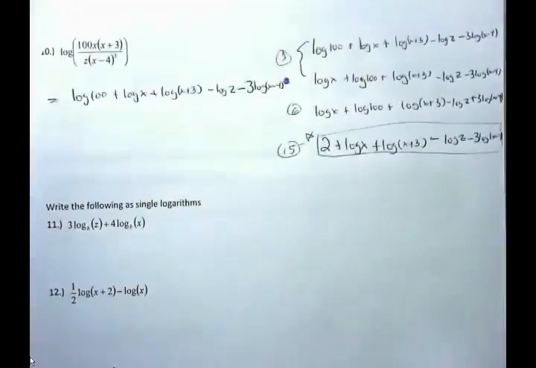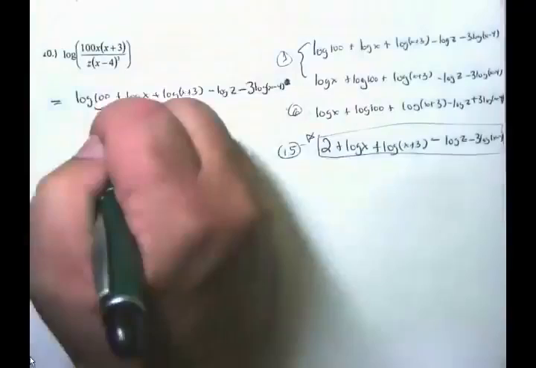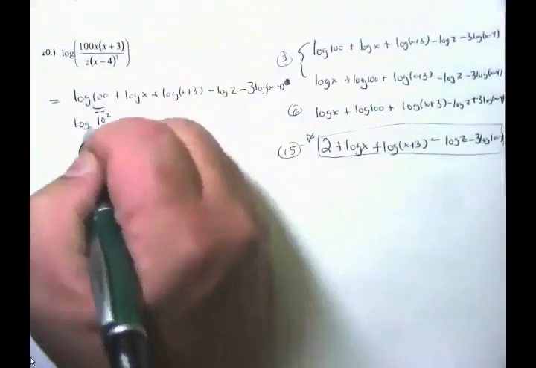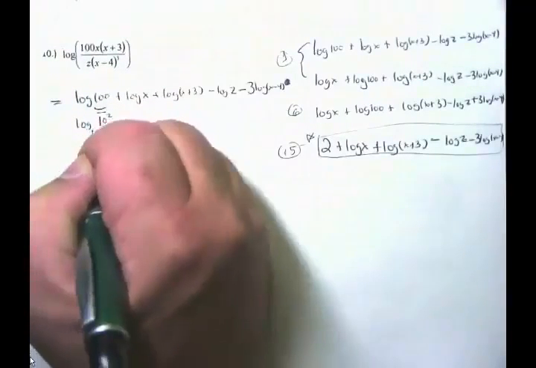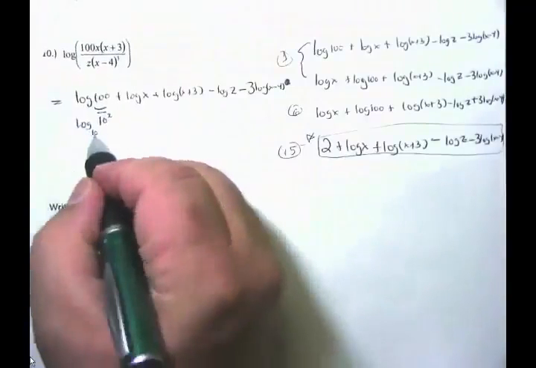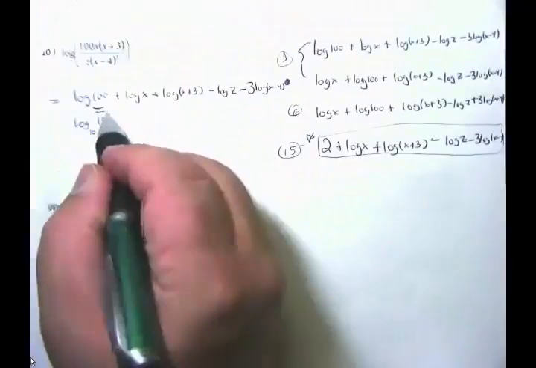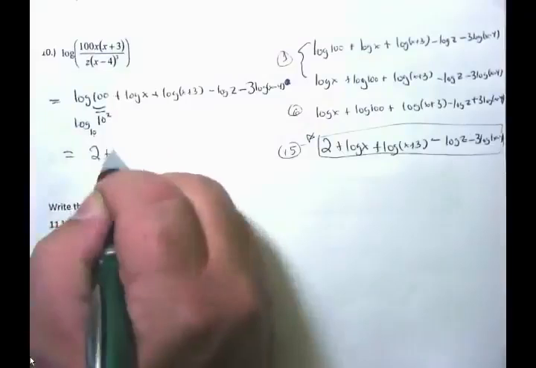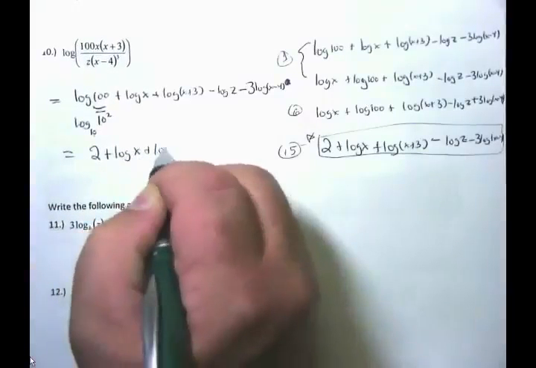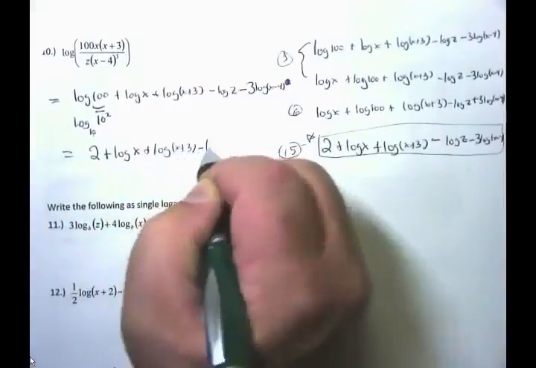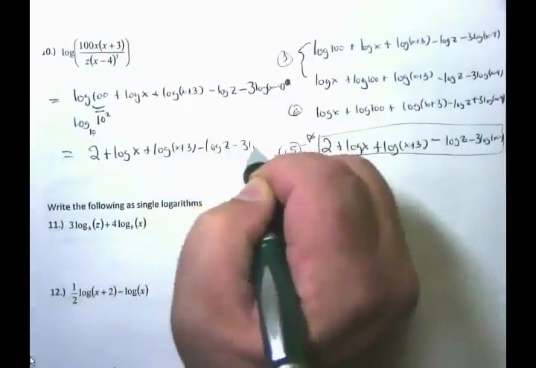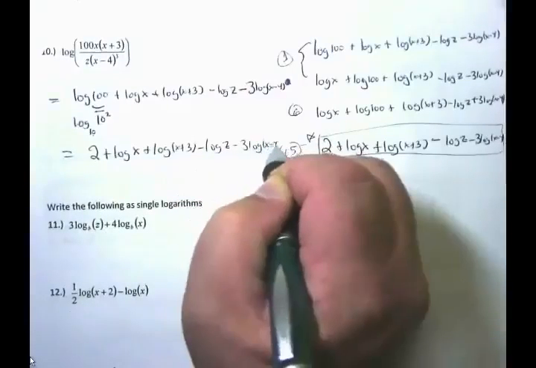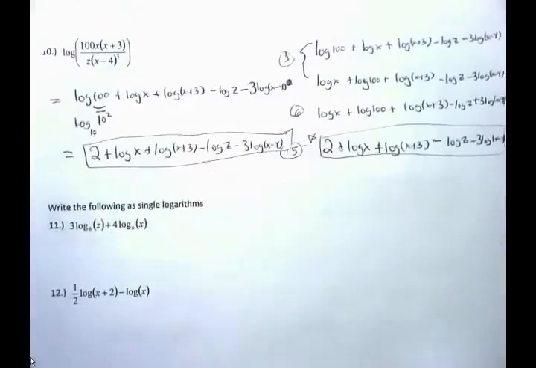And where do exponents get to go? Out front. But here's the thing. What exactly is 100? It is 10 squared. And what is the log of this? What's the base right here? Understood to be 10. So what is the log base 10 of 10 squared, also known as 2. So you get the answer 2 plus the log of x plus the log of x plus 3 minus the log of z minus 3 log of x minus 4.